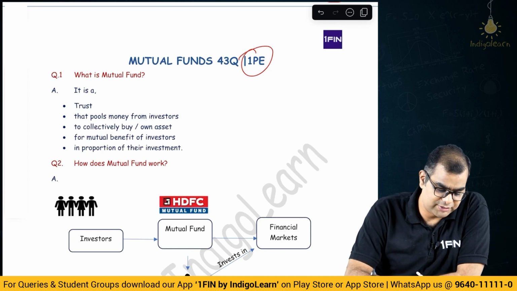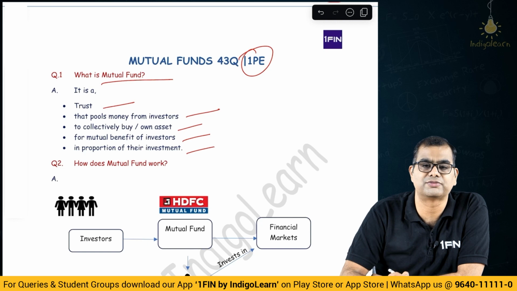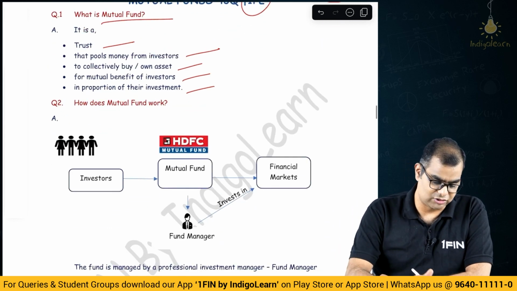So first, what's a mutual fund? It is basically a trust that pools money from investors to collectively buy or own assets for the mutual benefit of investors in proportion to the investment. So basically all the money. So how does it work?